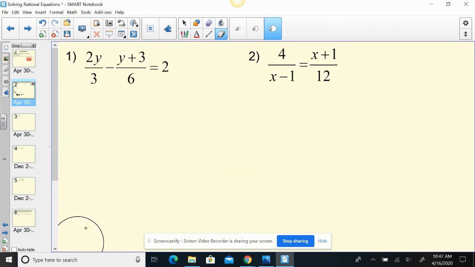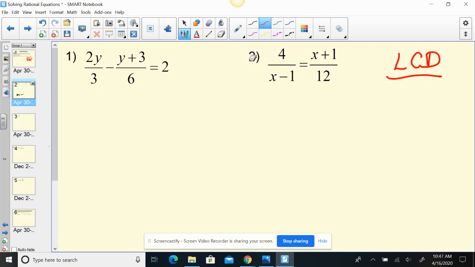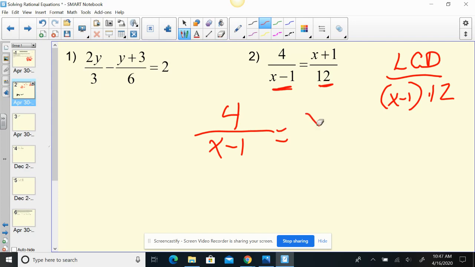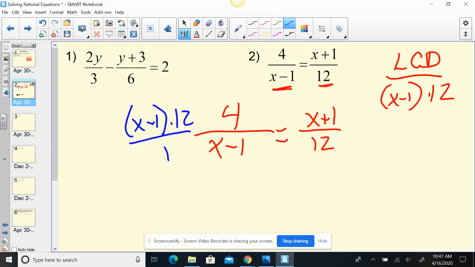All right, let's look at number 2. So number 2, some of you learned in middle school or in Math 1 just to cross multiply this, which still is absolutely true. But the reason why cross multiplying works actually is because my LCD for this one would be x minus 1. This fraction needs x minus 1. And this fraction needs 12. So if I multiply each side by my LCD, so I'm just going to give myself some space. I'm going to multiply by x minus 1 times 12 and x minus 1 times 12.